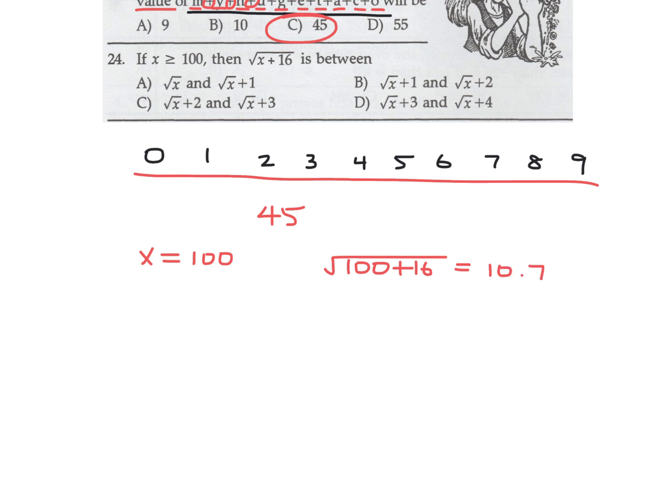Now, of the answer choices, where does 10.7 lie? Well, it looks to me like root x would be 10, right? And then root x plus 1 would be 11. So it would be between 10 and 11. So which one is root x and root x plus 1? For number 24, that would be 8.